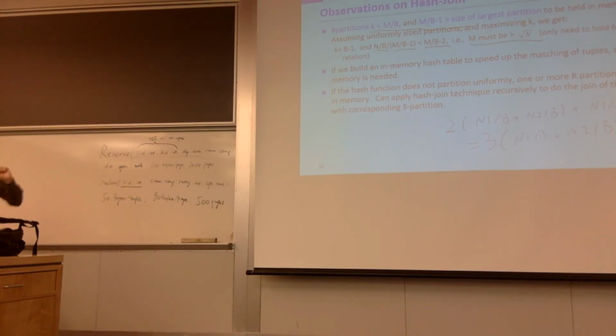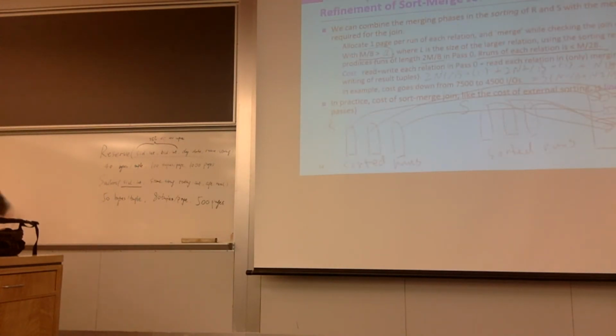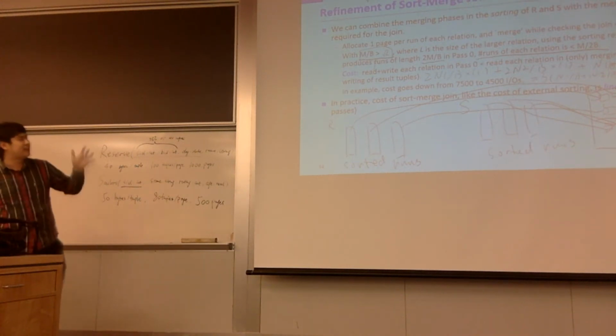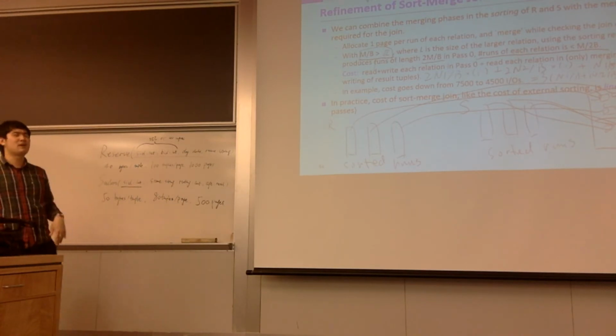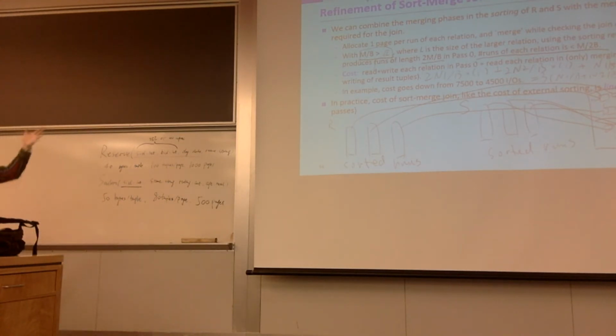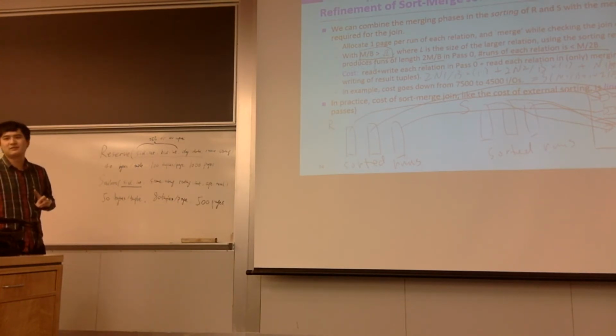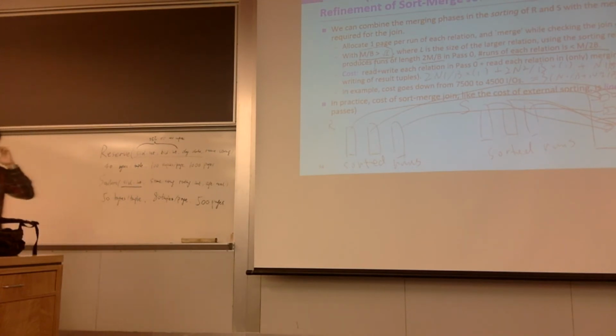And also, there's a small comparison here, right? Here we say your M needs to be greater than the square root of the smaller relation. But before, when we did the refined sort merge join, we also looked at the memory size requirement so that we can do it in 2 passes. So our result would be M over B greater than the square root of L. Is that L the same thing as the N in the other equation?